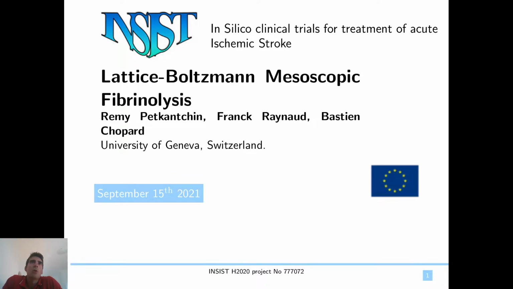This project is developed under the scope of the INSIST European project, which is basically a project that aims at improving the treatment of patients that have had ischemic strokes through computer modeling.